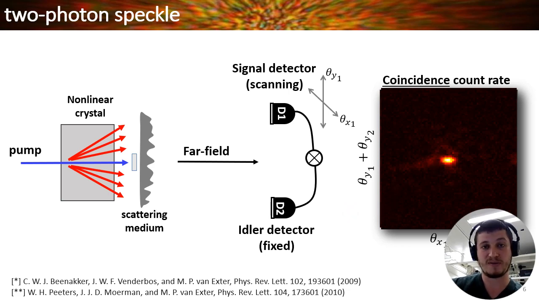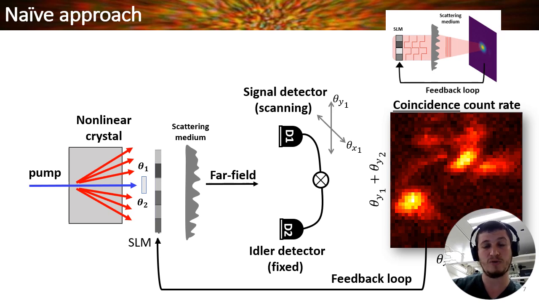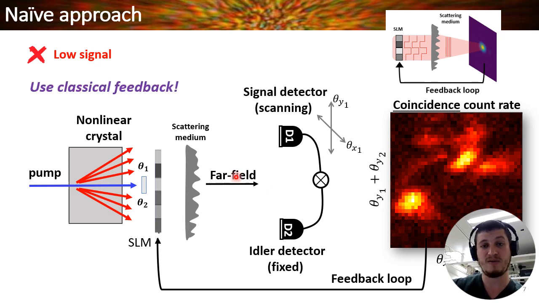So how do we do this? The most naive approach would be to do exactly like in classical wavefront shaping, but using feedback from the coincidence rate to do the optimization and find the best phase mask. The problem is that inherently the coincidence counts provide a very low signal, and performing optimization with a low signal is very hard and very noisy. What we would like to do is use some strong classical feedback to optimize the quantum signal.